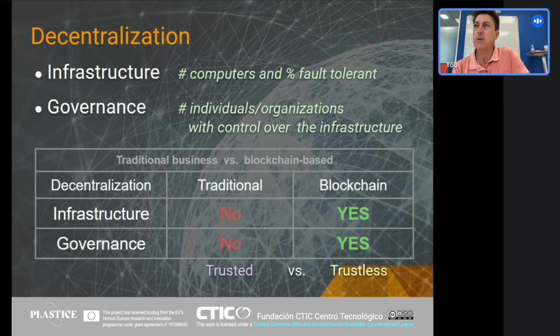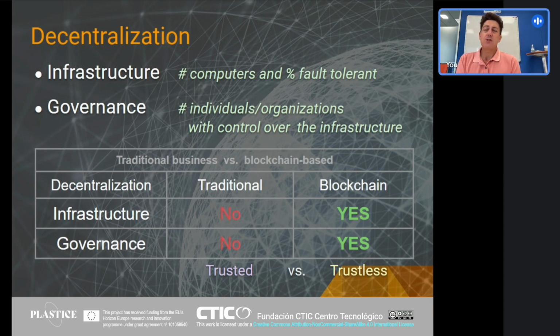Obviously, if you have only one server and it goes down because it's attacked by a virus or something like that, your decentralization is very low. If you replicate your web server in another data center, okay, that's more decentralized. And if you have 20 web servers, you are more or less very decentralized.